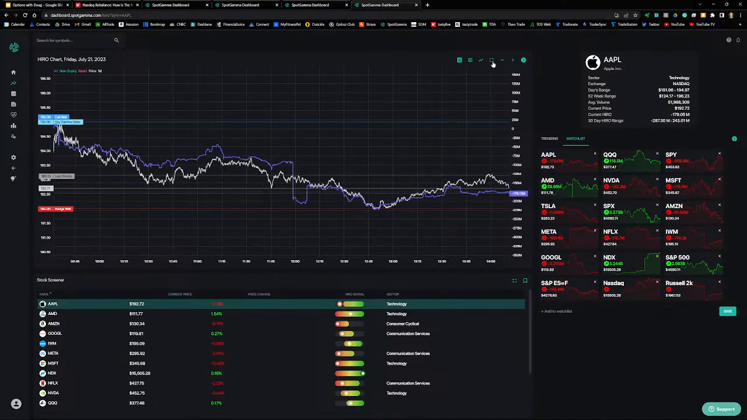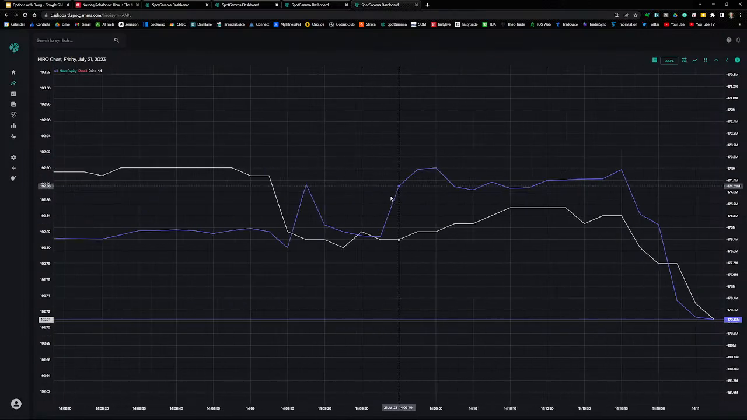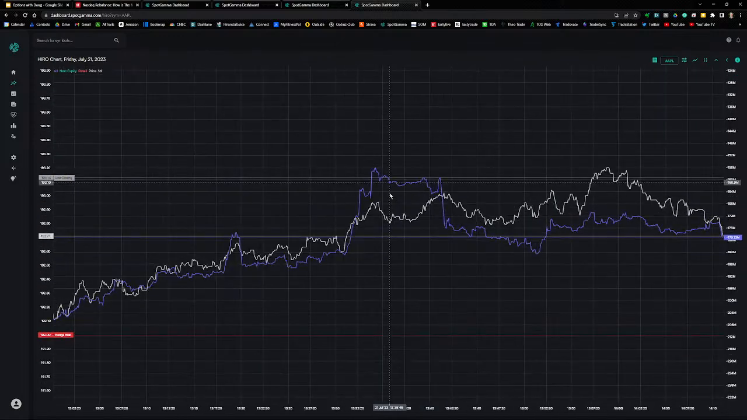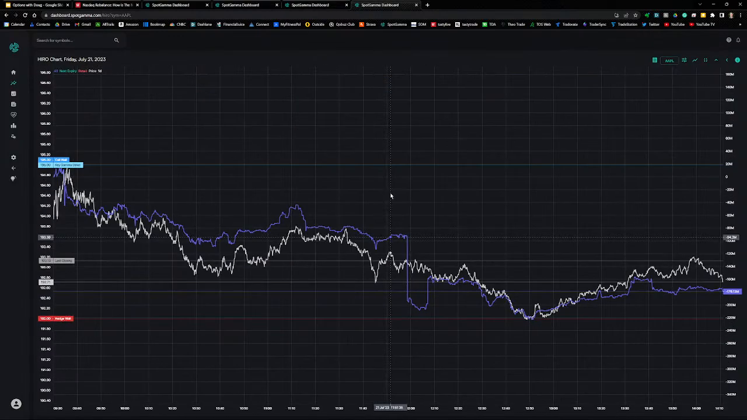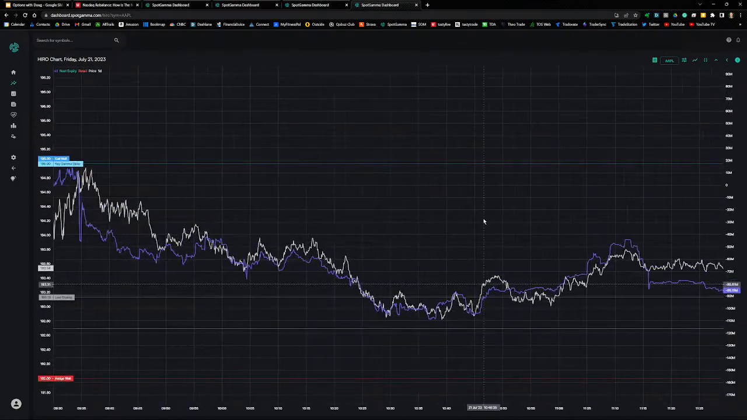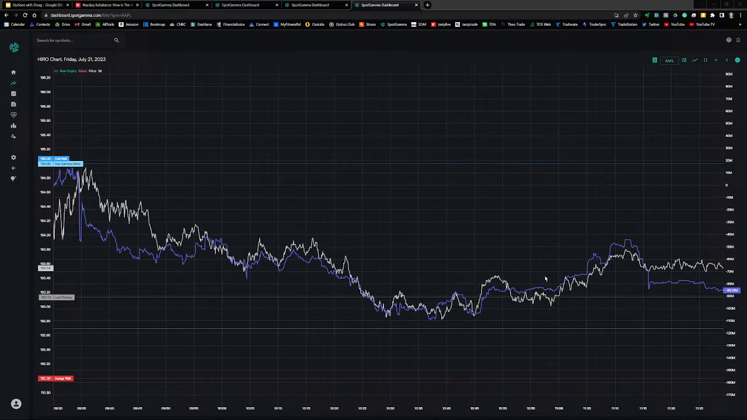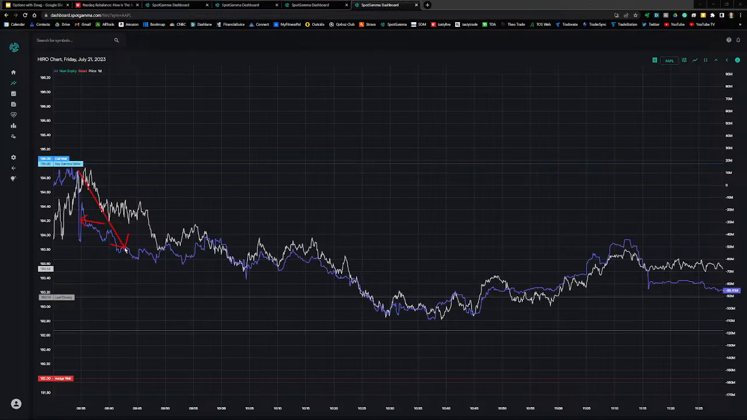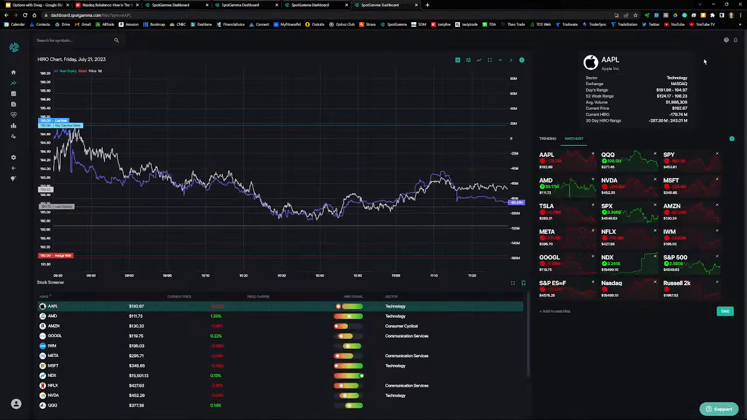One thing I forgot to point out on Apple. Sorry about the scrolling. I don't know why it does that. Is this divergent setup? Notice the drop in Hero right here. And price follows just a minute or two later. So a good short setup in Apple.